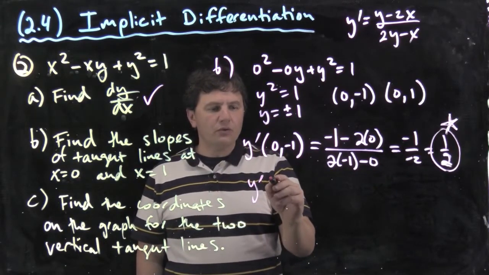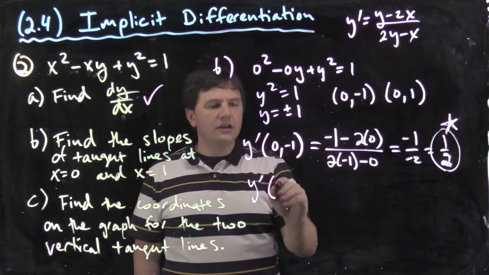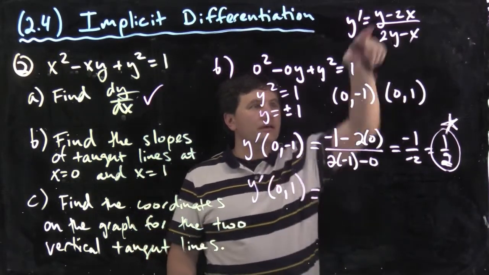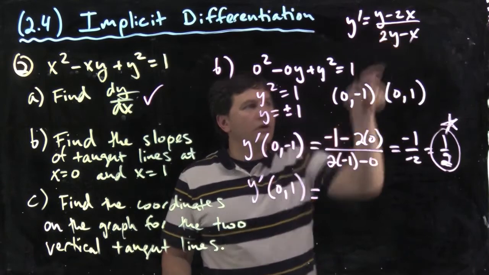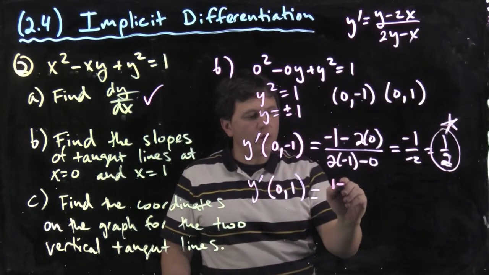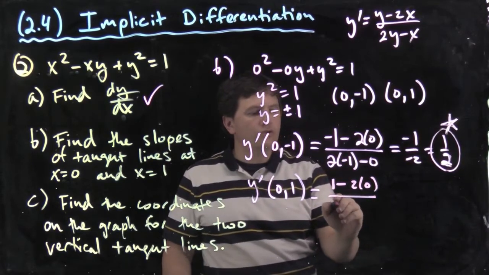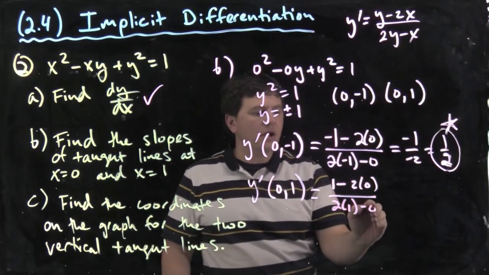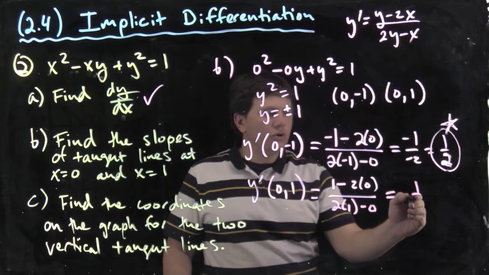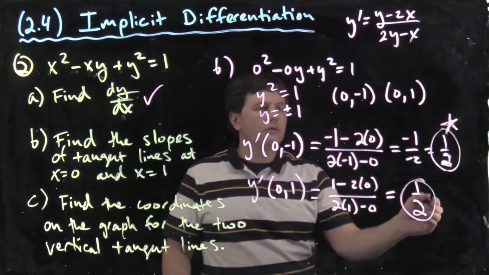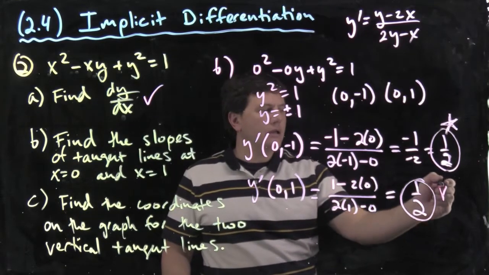Now we're going to do the other one, which is (0, 1). Everywhere I see an x, I'll plug in 0, and everywhere I see a y, I'll plug in 1. So 1 minus 2 times 0 over 2 times 1 minus 0. So this is equal to 1/2 as well. And there you go.